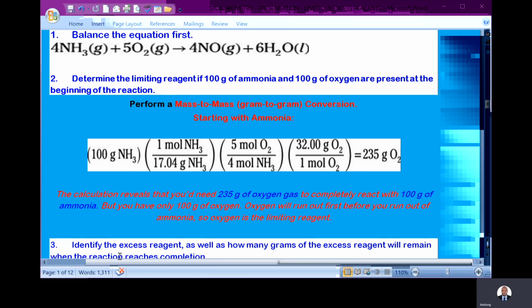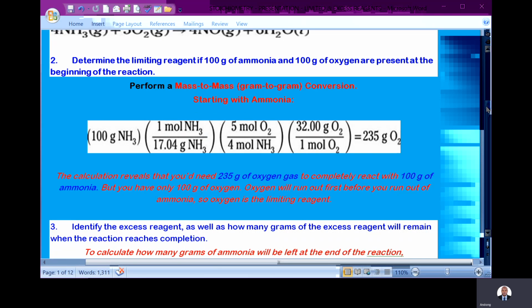Once more, the calculation reveals that you need 235 grams of oxygen to completely react with 100 grams of ammonia. But you have only 100 grams of oxygen that was given. So oxygen will run out first before you run out of the ammonia. So the oxygen is the limiting reagent. That is how you get it.